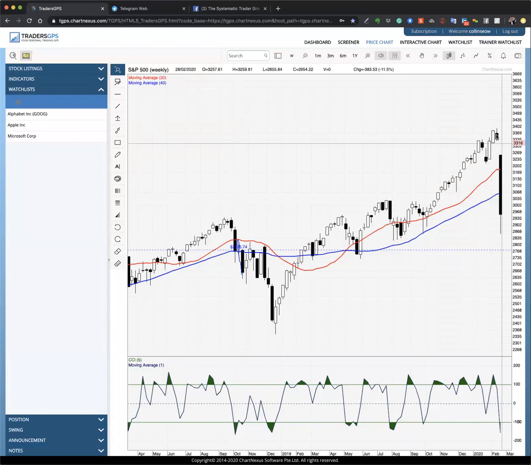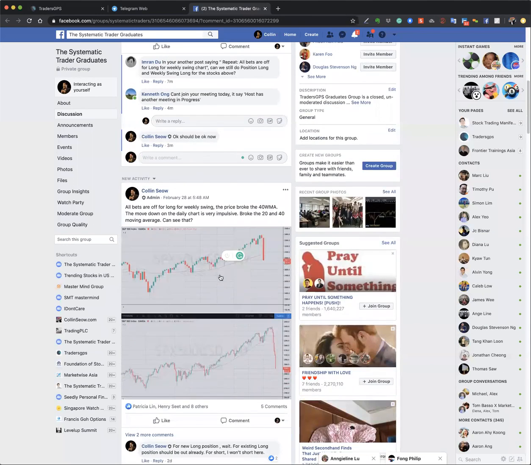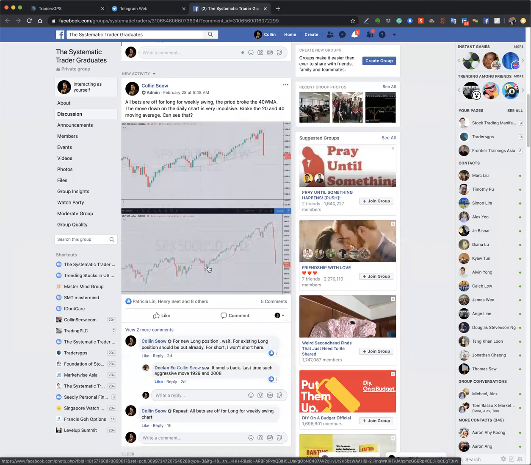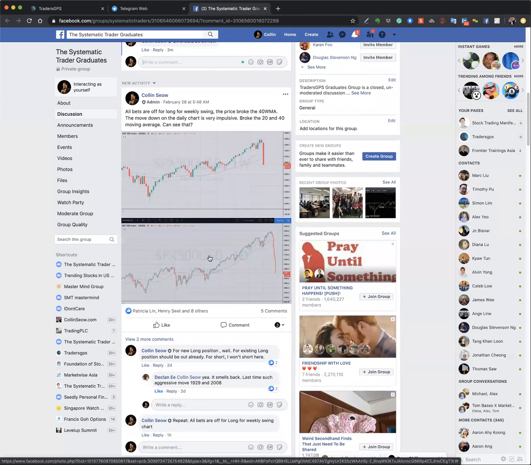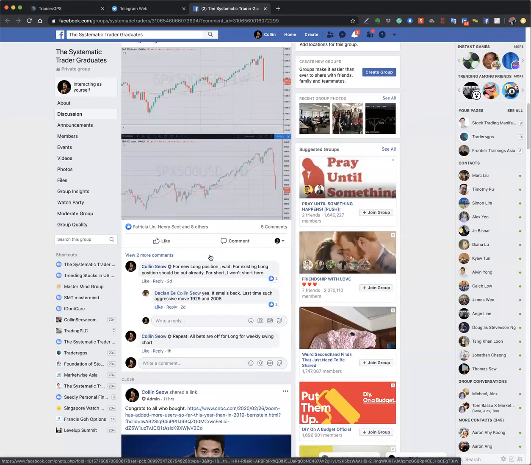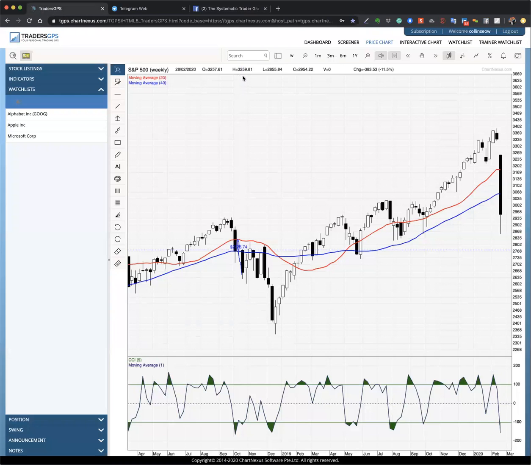On top of that, you can see that this move down is very impulsive, yes or no? It's a very impulsive move down. It looks like there is still momentum downwards. I mentioned in the Facebook group last week, all bets are off. I mentioned before that we should not go long right now. So this is for the S&P index.